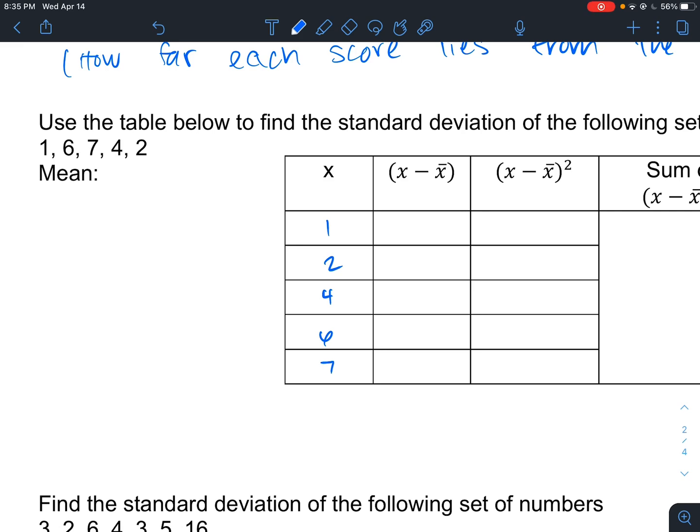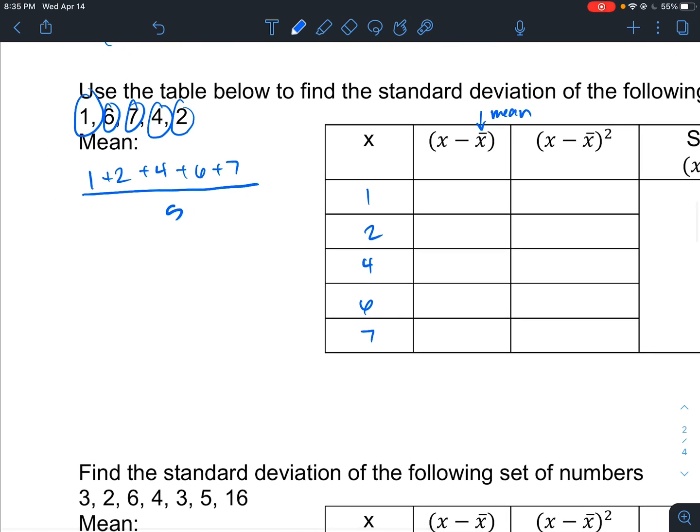And then x minus x bar. X bar is the mean, if you guys remember that. So we need to find the mean right here. The mean is found by taking your values: 1 plus 2 plus 4 plus 6 plus 7, and dividing that by the number of values that we have, which would be 5. We have 5 values: 1, 2, 3, 4, 5. When we do that, we get 20 divided by 5, which is equal to 4. So that is our mean. This is equal to x bar.